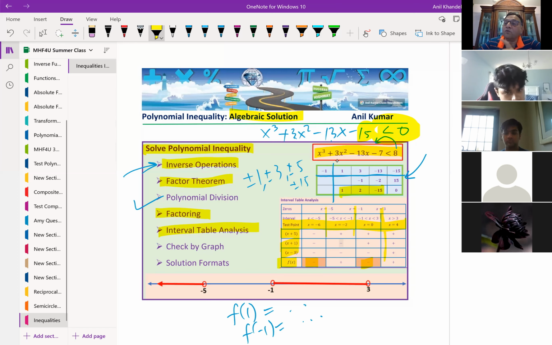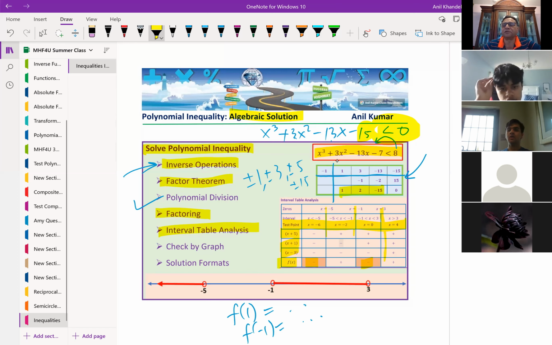Correct? Now, once you get to the solution, there are many ways of writing it. You could show the solution on a number line, or you could also show it as an inequality, depending on what is being asked. So these are all the steps which we need to do. I'm going to review all these steps one by one.